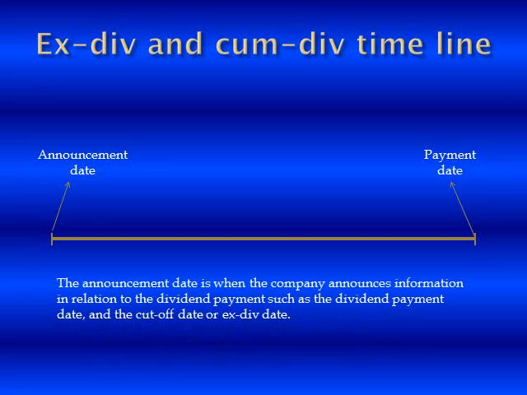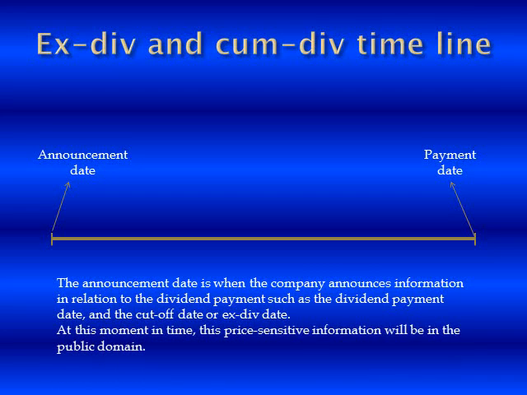The announcement date is when the company announces information in relation to the dividend payment, such as the dividend payment date and the cutoff date or ex-div date. At this moment in time, this price-sensitive information will be in the public domain.